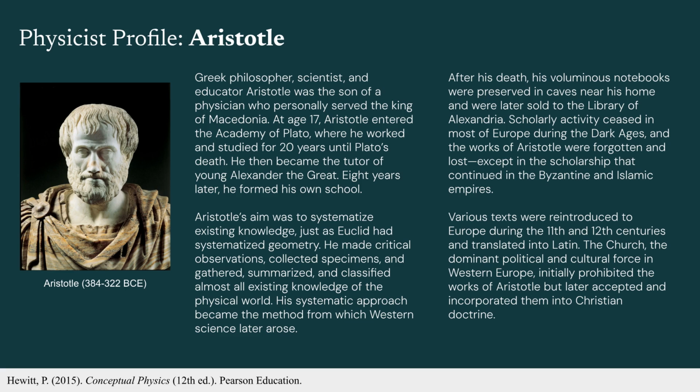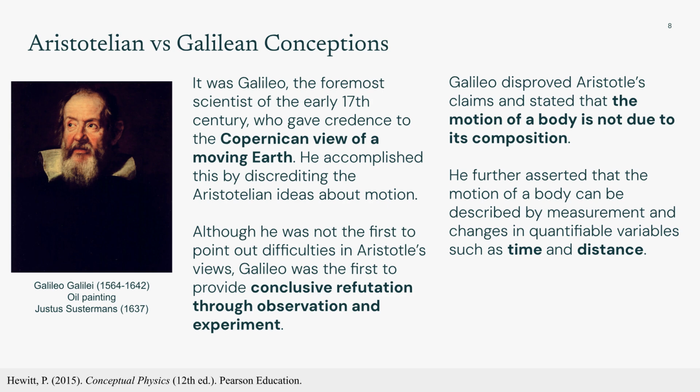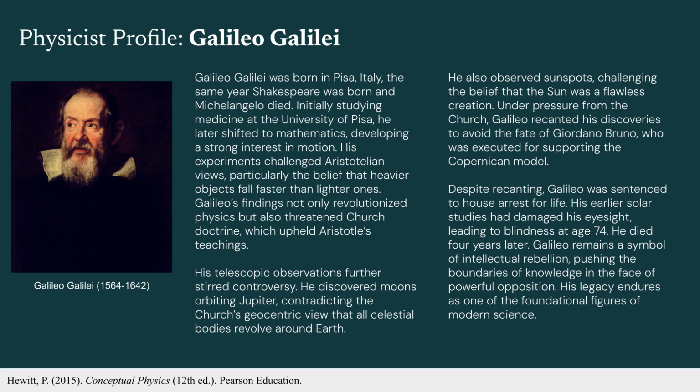Now let us fast forward to the 16th century and see how Galileo challenged these long-held views. Galileo challenged Aristotelian views of motion by supporting the Copernican idea that Earth moves. Unlike Aristotle, Galileo argued that motion is not determined by an object's composition. Instead, he showed that motion can be described using measurable quantities, such as time and distance. Through careful observation and experimentation, Galileo demonstrated that scientific claims must be tested rather than accepted based on authority or tradition.